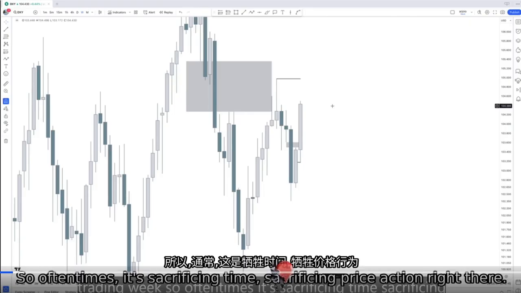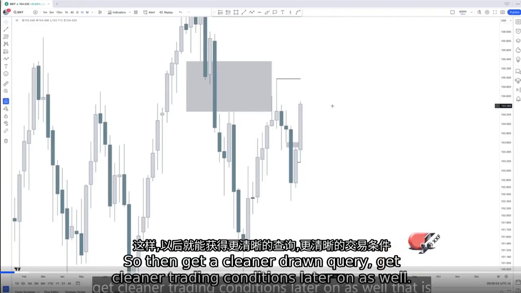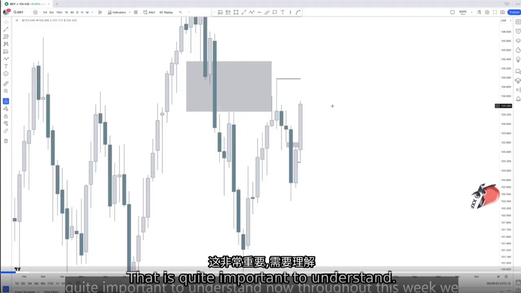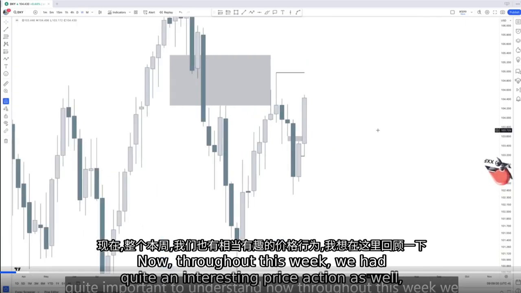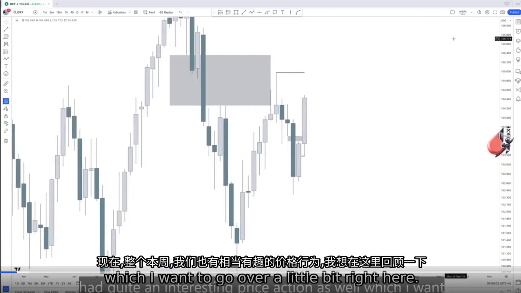So oftentimes it's sacrificing time, sacrificing price action right there to then get a cleaner drawn liquidity, get cleaner trading conditions later on as well. That is quite important to understand. Now, throughout this week, we had quite an interesting price action as well, which I want to go over a little bit right here.